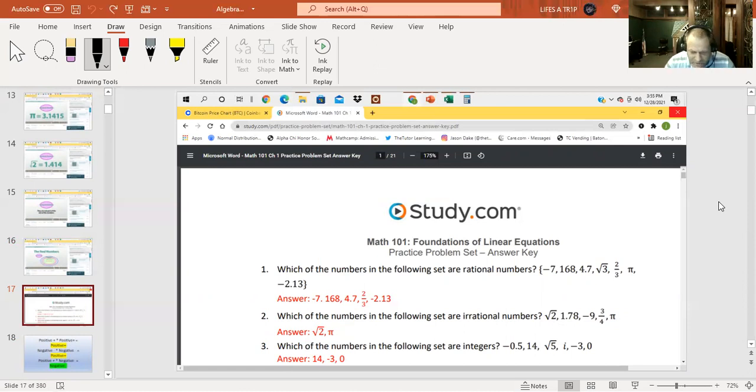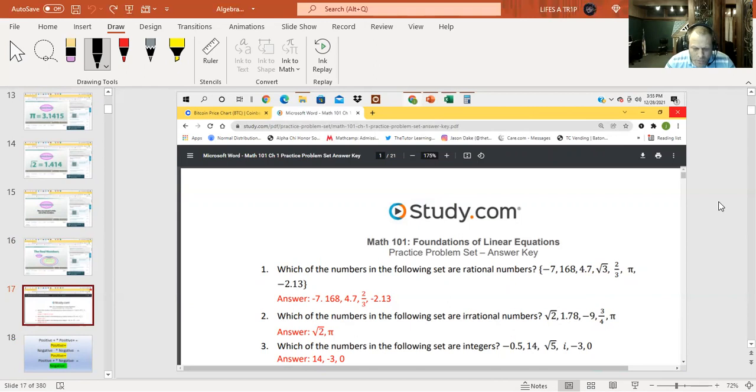Number two: which of the numbers in the following sets are irrational numbers? Square root of 2, 1.78, -9, 3/4, or pi? Which ones are irrational numbers? If you guessed the square root of 2 and pi, you are correct. Go ahead and write number two down, and once you've guessed it, write your answers.